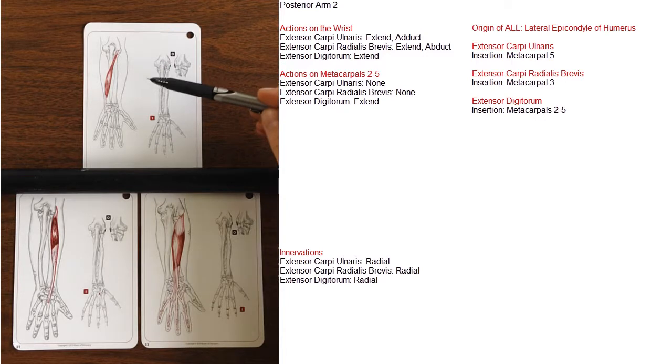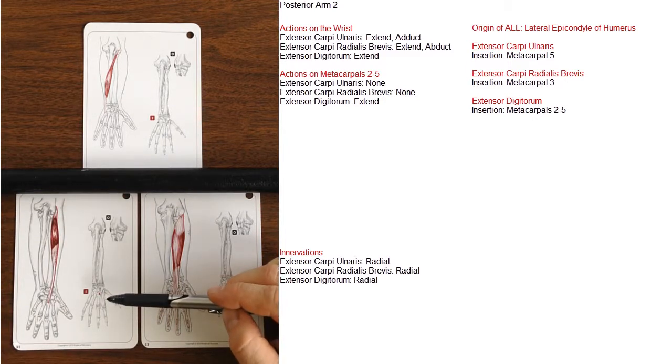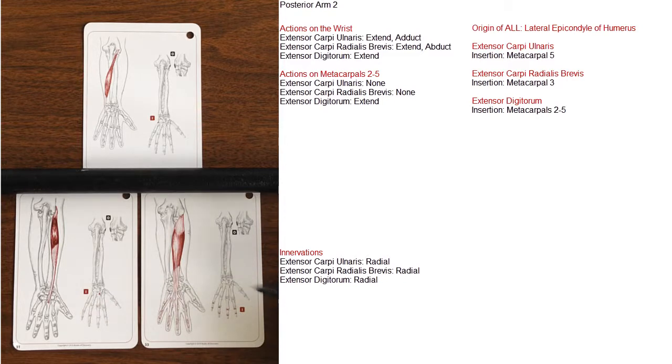The extensor carpi ulnaris inserts on metacarpal number 5. The extensor carpi radialis brevis inserts on metacarpal number 3. And then the extensor digitorum inserts on metacarpals 2 through 5.